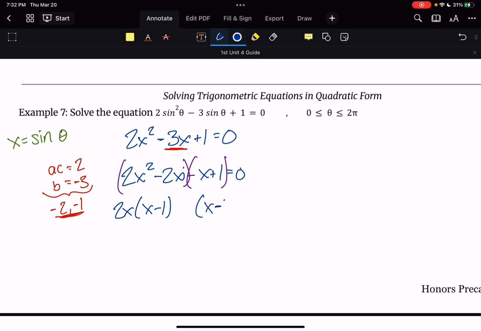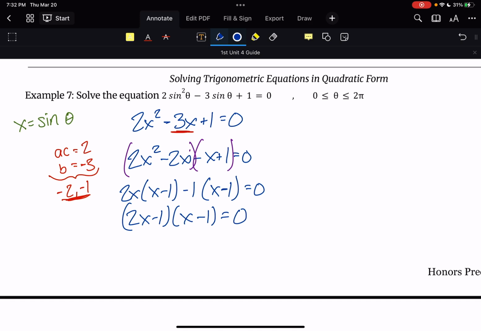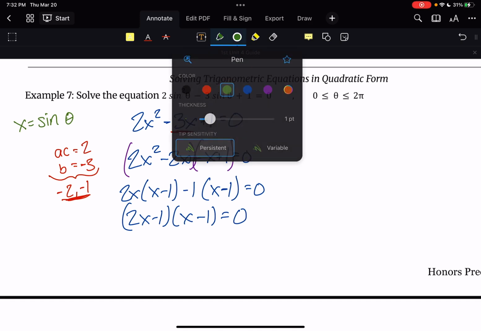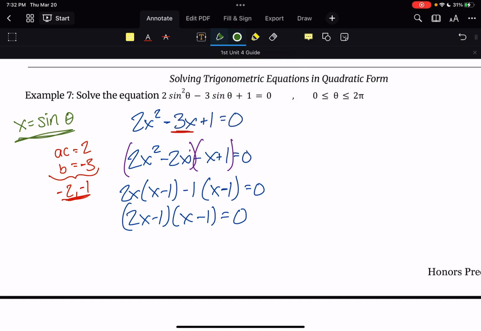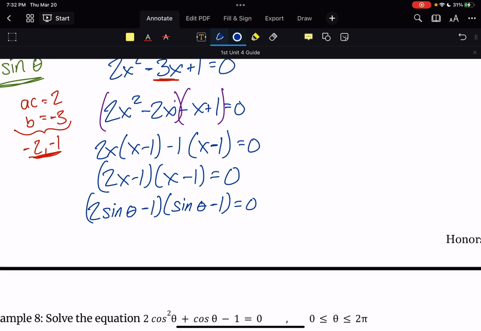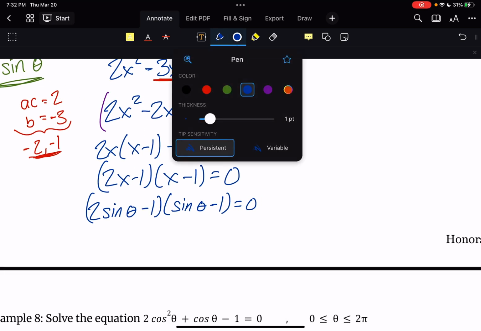And then we need these binomials to match. So to get an x minus 1, I need to pull out a minus 1. Set that equal to 0. And then we can group together. So I got 2x minus 1 times x minus 1 is equal to 0. And now, since we factored this, we knew that x was equal to sine theta, so we're going to go ahead and plug that back in. So I get 2 sine theta minus 1 times sine theta minus 1 is equal to 0. And now we know from factoring that we're just going to set both of those equal to 0 and solve them separately.